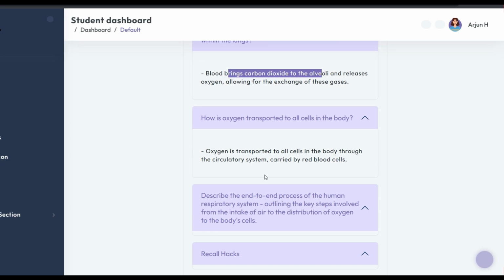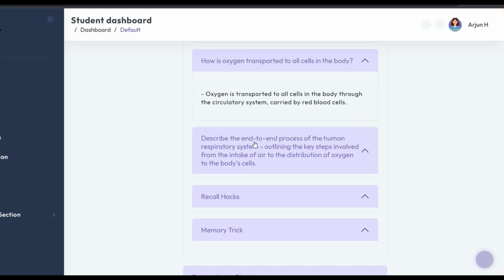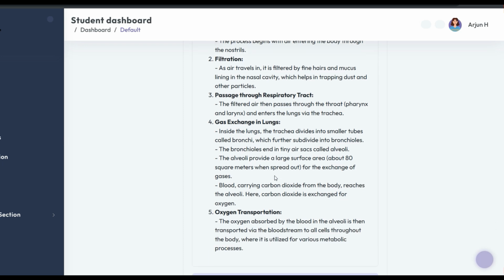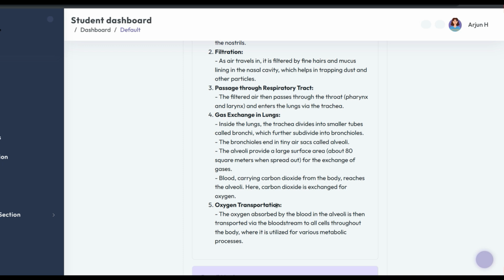How is oxygen transported to all the cells? Oxygen is transported to all the cells in the body through the circulatory system, carried by red blood cells. Describe an end-to-end process of the human respiratory system. Outline the key steps involved from the intake of air to distribution of oxygen to the body's cells. So inhalation, filtration, passing through the respiratory tract, gas exchange happens in the lungs, then oxygen is transported.